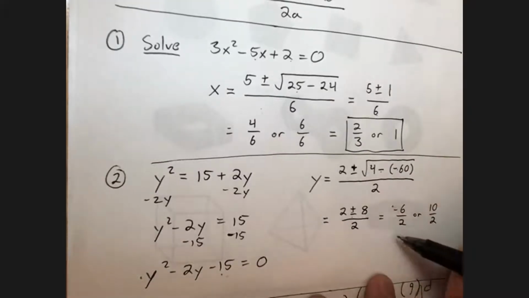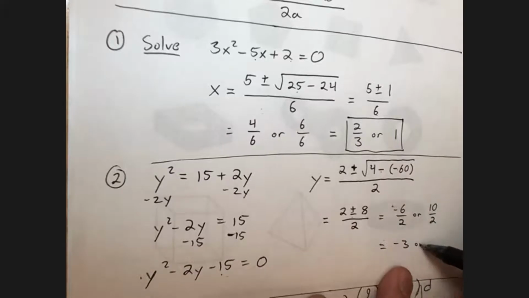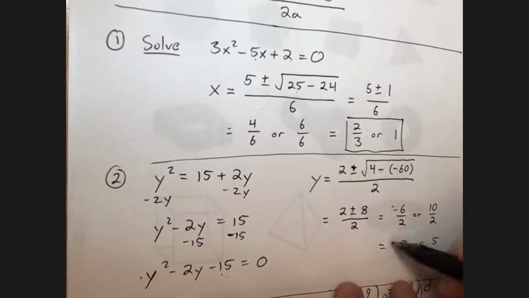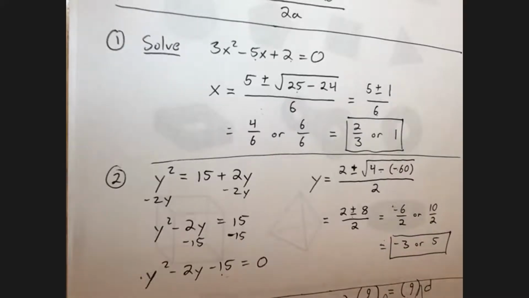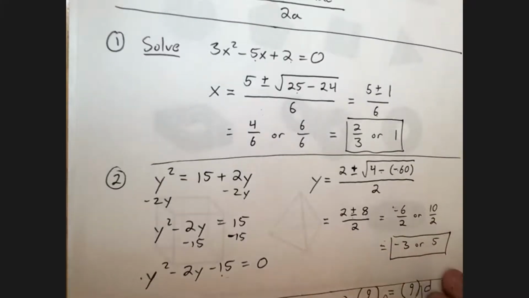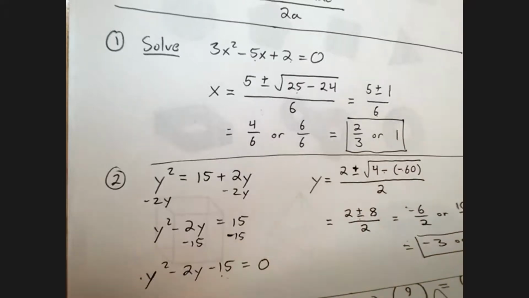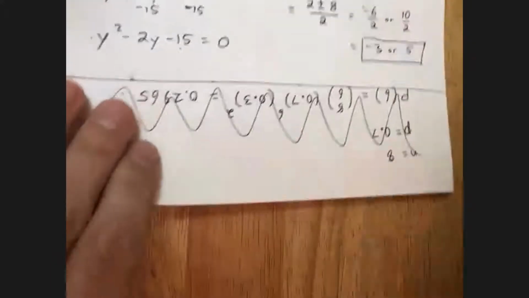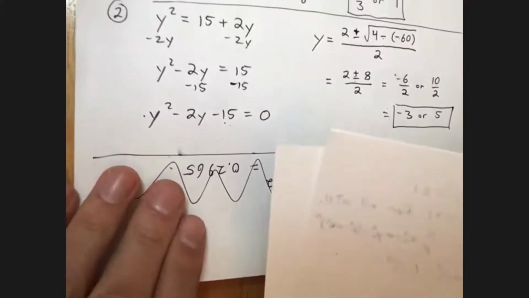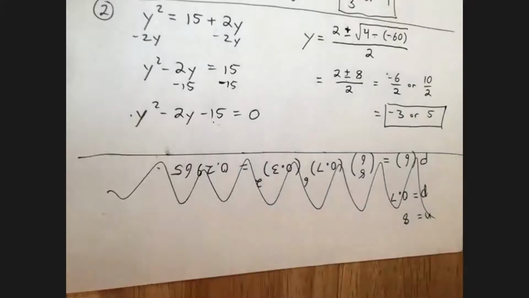So I'm getting 2 answers here. I'm getting negative 3, and I'm also getting 5. So y could be either one of those, and they would solve this equation. All right. So let's look at another one. Let's try to leave that up there in case you're still copying it down.